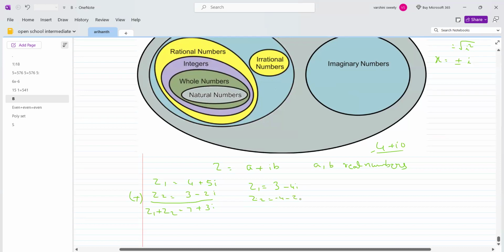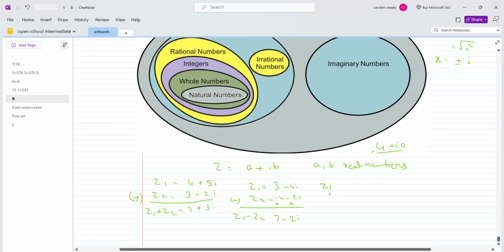Suppose I want to subtract, Z1 equals 3 minus 4i, Z2 equals minus 4 minus 2i. How do we subtract in algebraic expressions? We need to change the signs. Below the complex number, I should change the signs. So 3 plus 4 is 7, the real part. Minus 4i plus 2i is minus 2i. So that is subtraction.